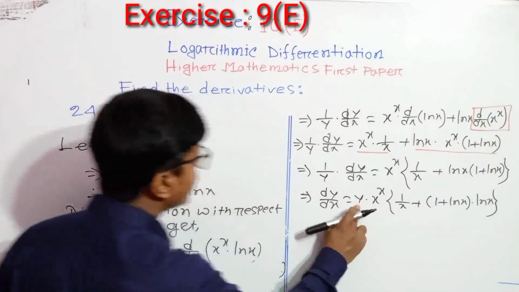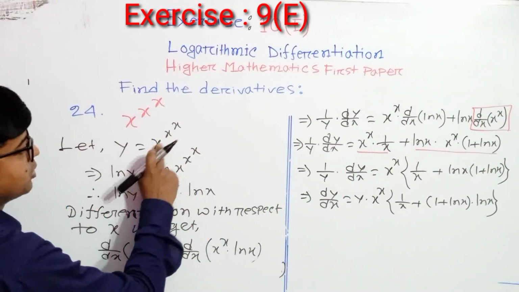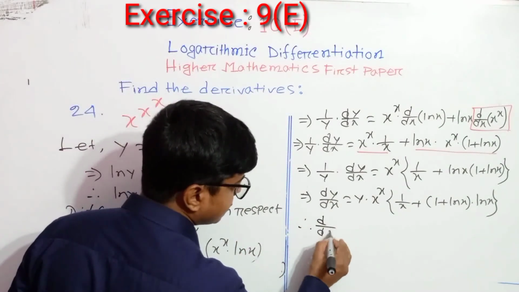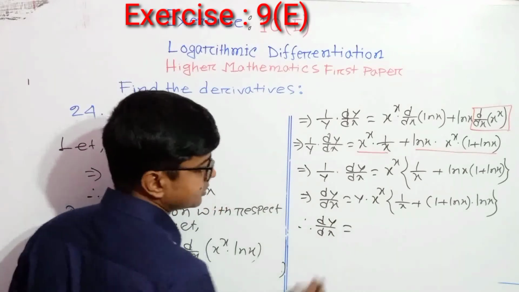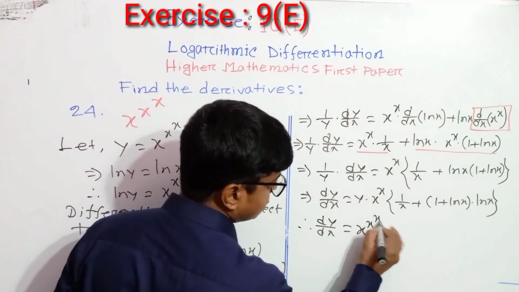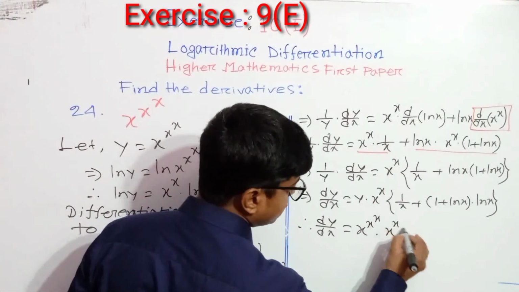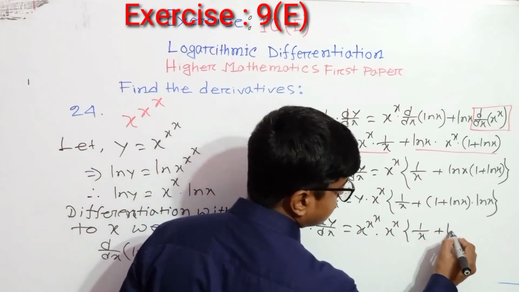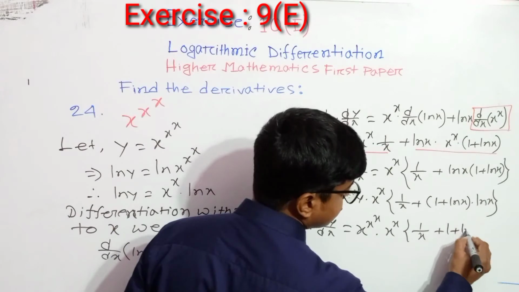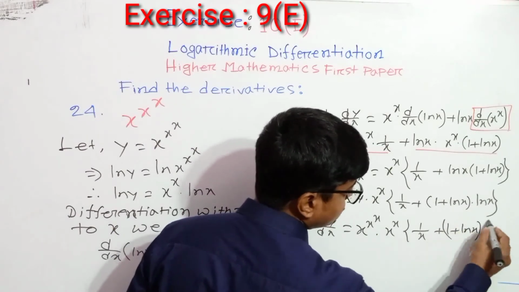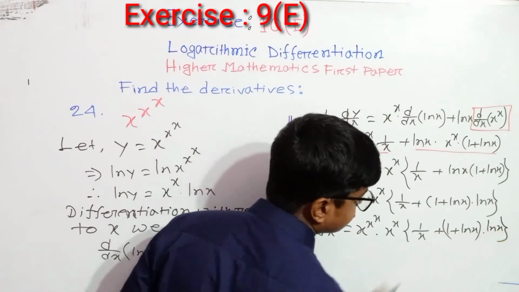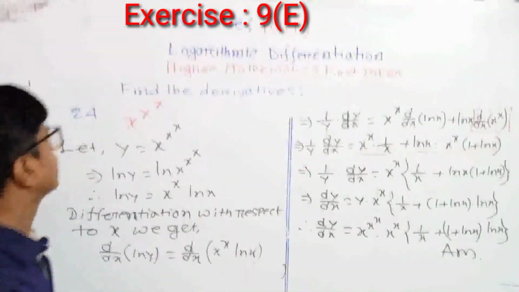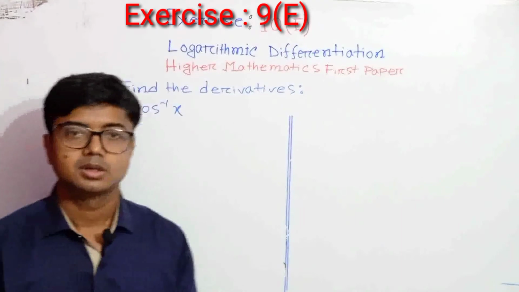and here y equals to x to the power x to the power x. Therefore d/dx of y equals to x to the power x to the power x into x to the power x, 1 by x plus 1 plus ln x into ln x. This is the required answer of question number 24.